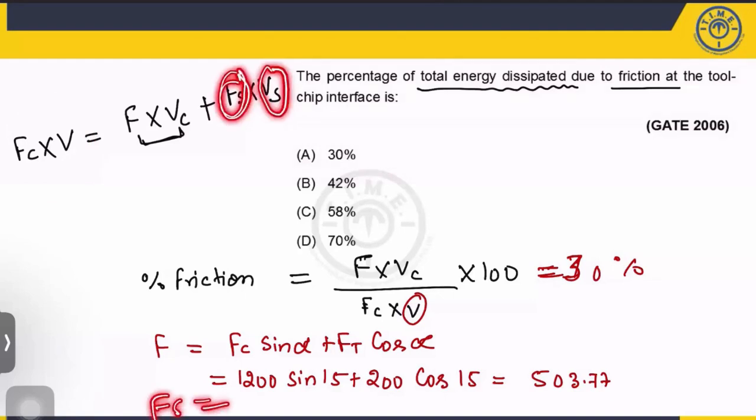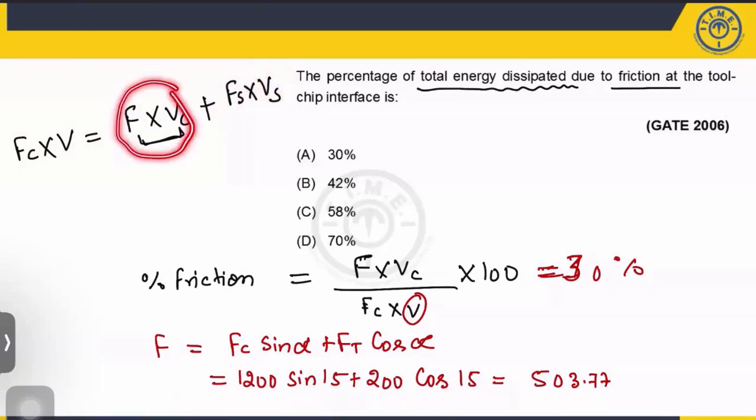You know the formula from the master table. Shear force is Fc cos of phi minus Ft sine of phi. So Vs also you can calculate. That means you can calculate either the percentage of energy lost in this one, or the percentage of energy lost in that one. The concept is the same. They can frame the question in any manner.